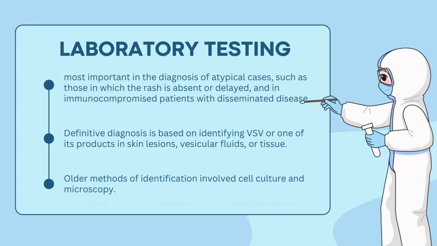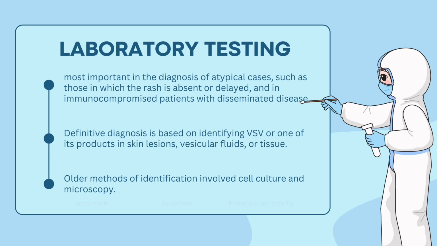Laboratory testing is most important in the diagnosis of atypical cases, such as those in which the rash is absent or delayed, and in immunocompromised patients with disseminated disease. Definitive diagnosis is based on identifying VZV or one of its products in skin lesions, vesicular fluids, or tissue. Older methods of identification involve cell culture and microscopy, but these have significant disadvantages.